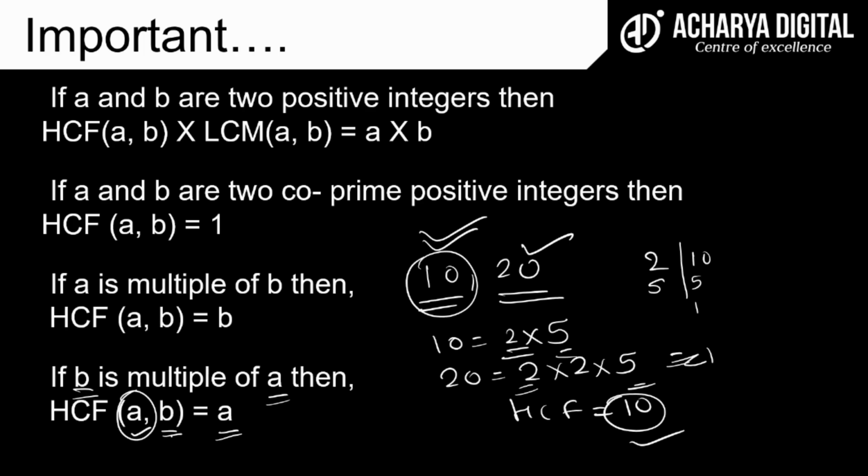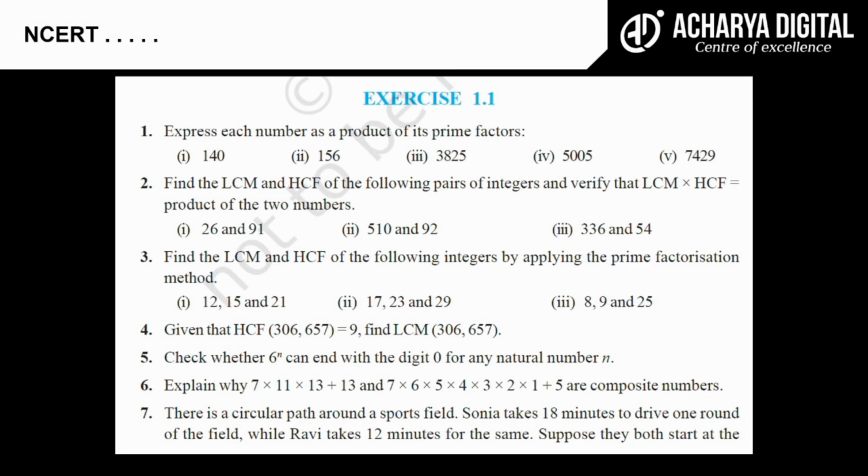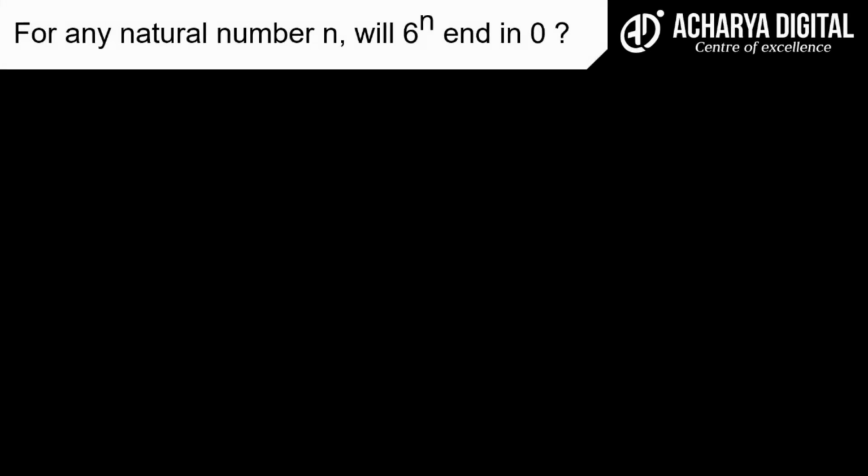So these are the important points you have to remember, and these important points can be also asked in MCQ. Okay? Now, based on whatever we have studied till now, there is an exercise. You must have solved each and every example from this exercise, and I don't think there will be any issues in these questions. So if you have any problem, any specific topic or any specific example you are not getting, please tell me in the comment box so that we can solve it in the next lecture. Fine? Okay. Now next. For any natural number n, will 6 raised to n end in 0?